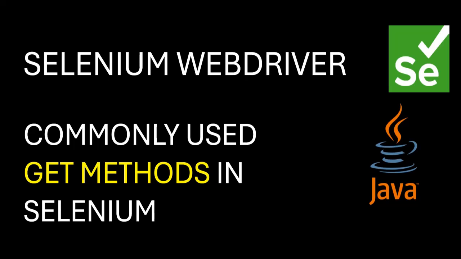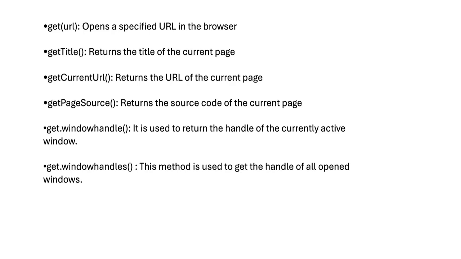Let's get started. First, let's see what are the different get commands that are available. First is the get. We have already used this get method, correct? If you have seen the previous videos, we have used this get method, which helps to open the specified URL in the browser. Okay, and the next is the get title. So the get title method returns the title of the current page.